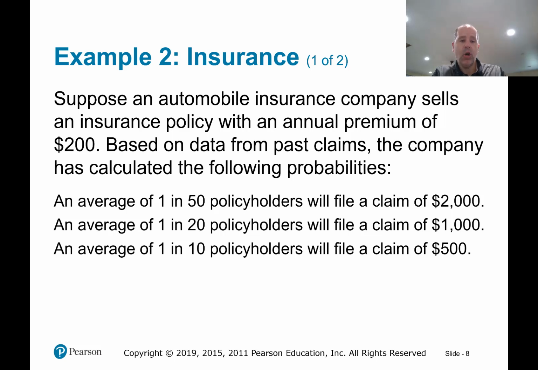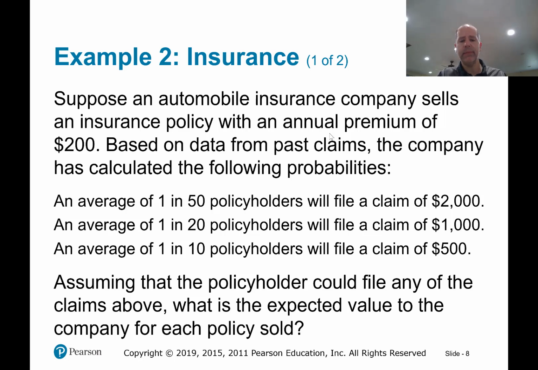Okay. And so now we're going to create a table of all of the possible outcomes, because remember, we also have the outcome that someone could not make a claim, right? They could go the whole year and not make a claim. So we have to also consider that outcome.